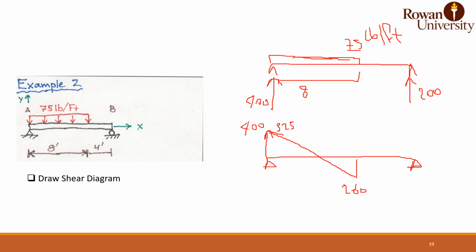At this point, there are no loads until you meet the support and go back up 200. So this will be the positive shear, and this will be negative shear, and this is going to be your shear diagram.